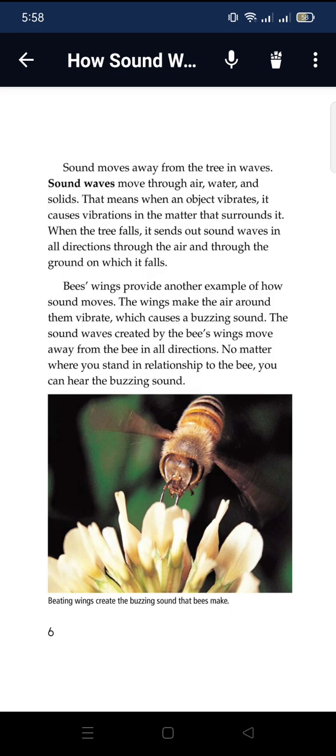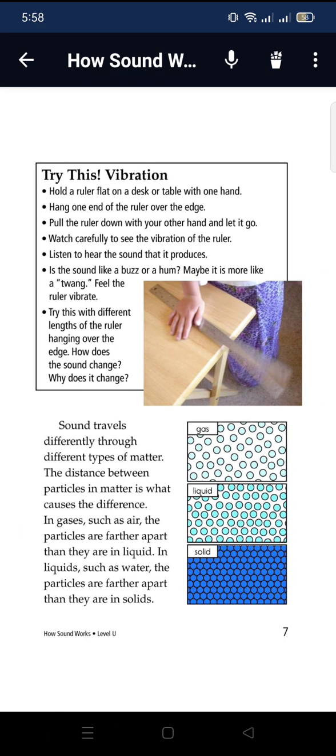Bee wings provide another example of how sound moves. The wings make the air around them vibrate, which causes a buzzing sound. The sound waves created by the bee wings move away from the bee in all directions. No matter where you stand in relationship to the bee, you can hear the buzzing sound.